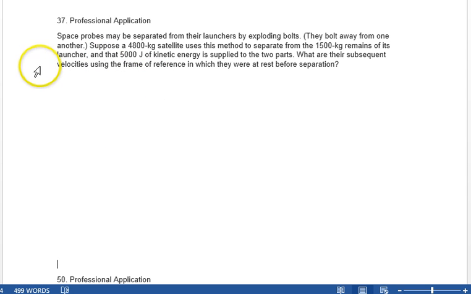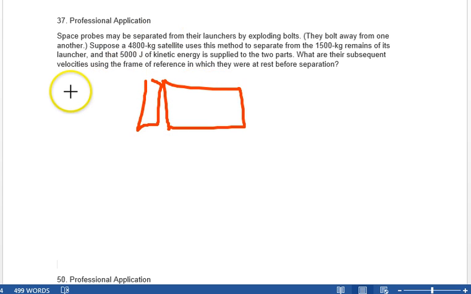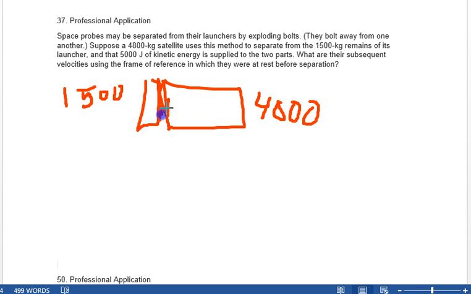Right? So it's asking what are their velocities using the frame of reference in which they are at rest before separation. So they're at rest before separation. Here's one, here's the other. This one is 1,500 kilos, right? This one is 4,800 kilos. The bolts go off, and this one takes off this way, and that one takes off that way.